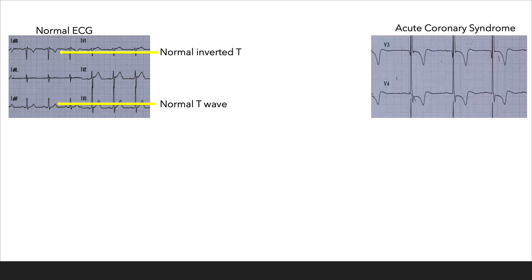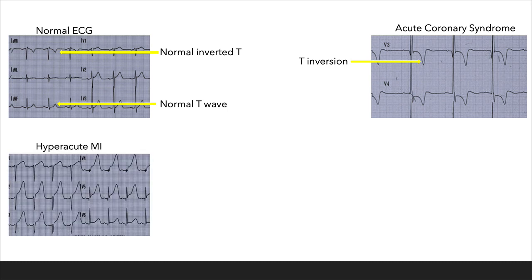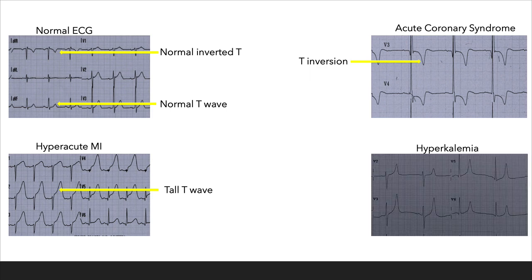So here are some examples. Here we see a normal ECG, and notice in aVR you have normal inverted T waves. In aVF there is a normal T wave that we can observe. Now look at this ECG of someone with acute coronary syndrome. We see the symmetrical T wave inversions. Here's a patient with a hyperacute MI. We see the tall T waves. And here's a classical patient with hyperkalemia. In hyperkalemia, we see the tall T waves, which might be an early sign of hyperkalemia and helps us to take intervention at an earlier stage.